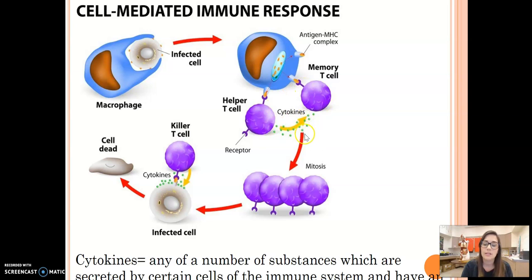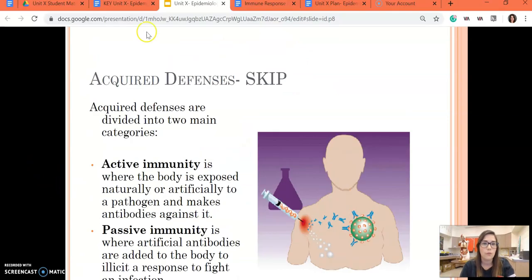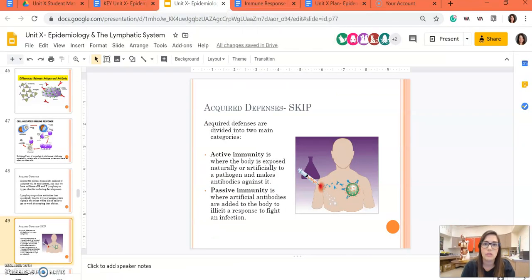And then this signals mitosis to happen. So these helper T cells produce more of themselves to help fight this infection, and then attach to other infected cells, and kill those infected cells. All right, so that is all we need to know for the activity that you're going to do today.